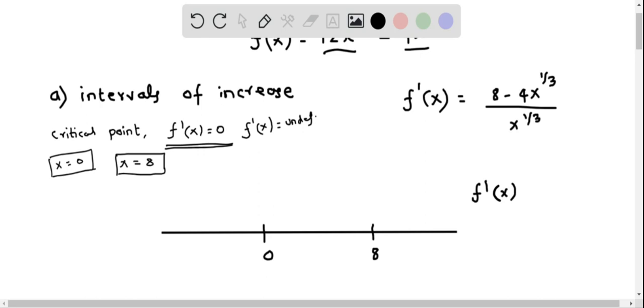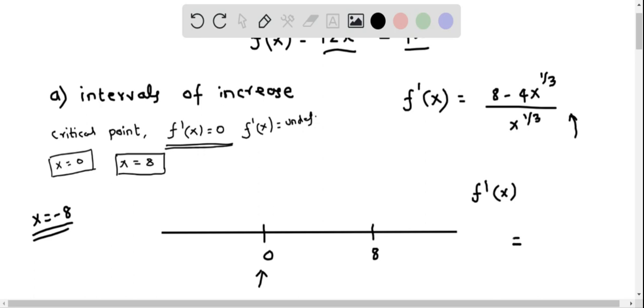Now we should take some random values to the left and to the right of each of those critical points. So first let's consider this critical point x equals 0. Let's take a sample point like x equals negative 8, which is to the left of x equals 0, and plug it into the first derivative. We just need to understand the sign. We don't need the exact value.